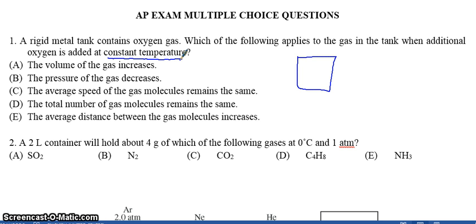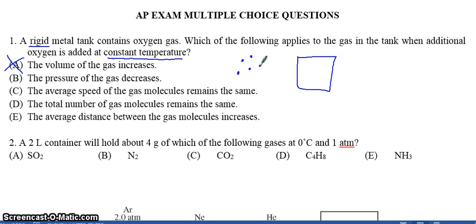Now that's not correct because the tank is rigid, and because it's rigid, the volume cannot change. Now the gas particles themselves, remember, we consider that they don't take up any volume on their own. They're so tiny that they don't contribute to the volume of the whole container. Their movement is what causes, you can say, the pressure and the volume.